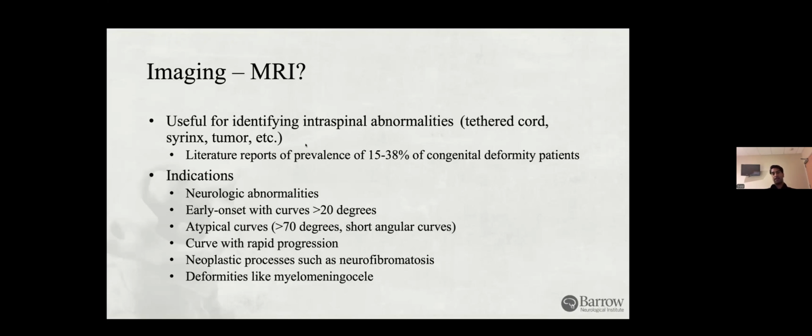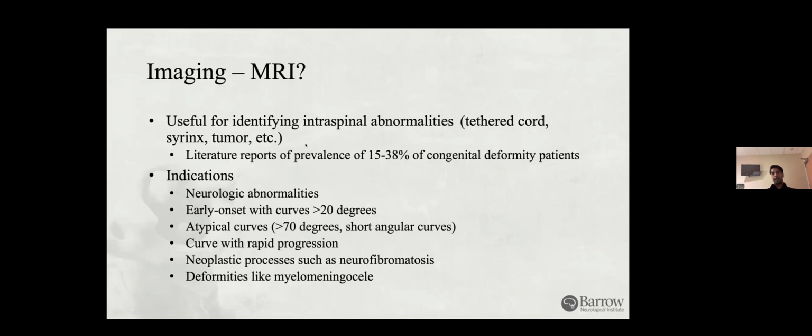So, for example, if you know you have a patient with a congenital deformity, there's a prevalence of about 15 to 38% of some sort of intraspinal abnormality in these patients. So, it's a good idea to have an MRI on board. It's not necessary for every patient, but if you want to evaluate for tethered cord, a syrinx, tumors, anything else, MRIs can be very helpful.